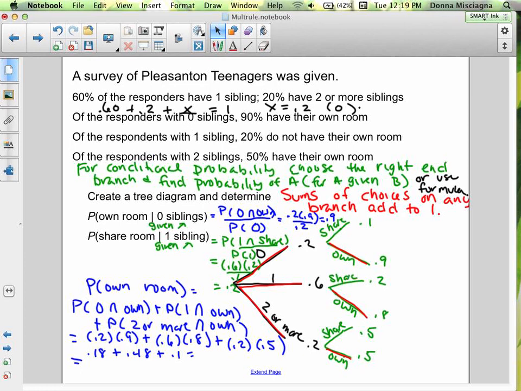All right, and finally, the drum roll, please. 0.18 plus 0.48 plus 0.1 is 0.76. So 76% of the time the students had their own room, and that's probably all you care about because you didn't want to share a room anyway with your little brother or sister, right? Boy, that's a horrible looking decimal point.